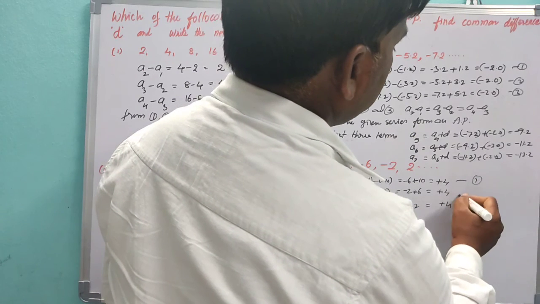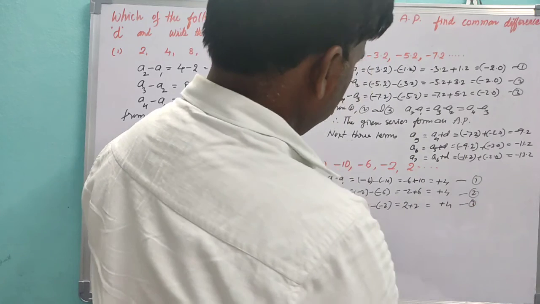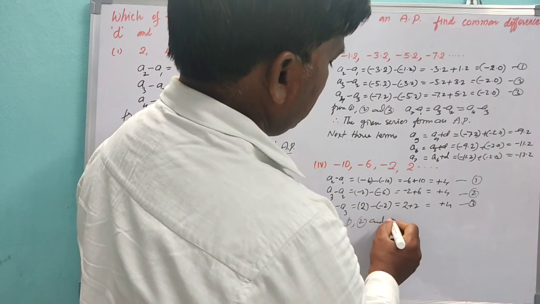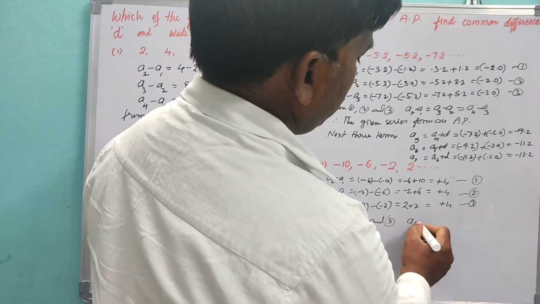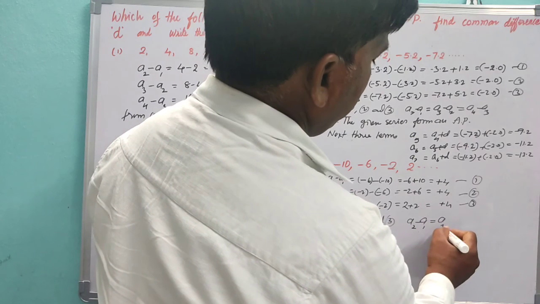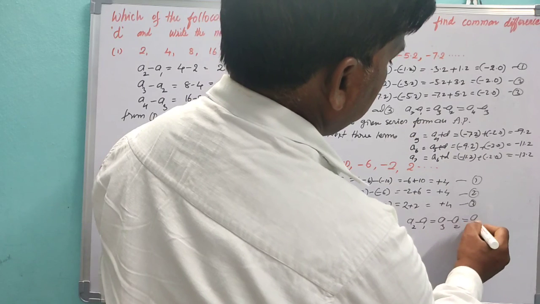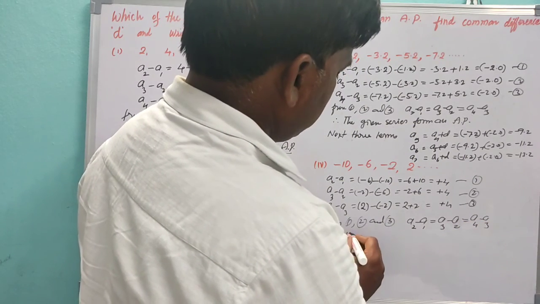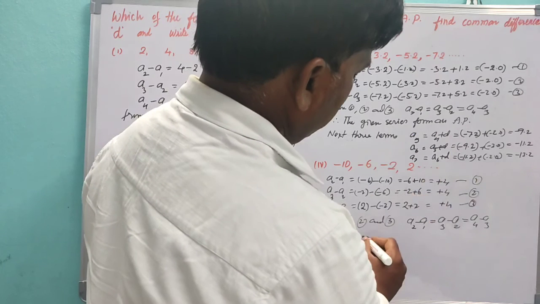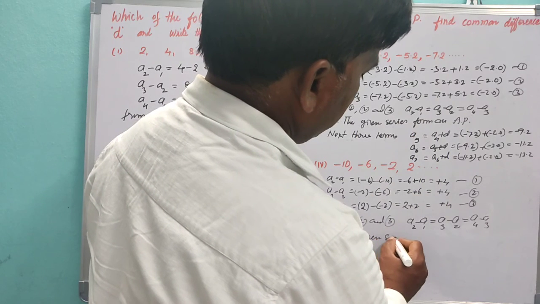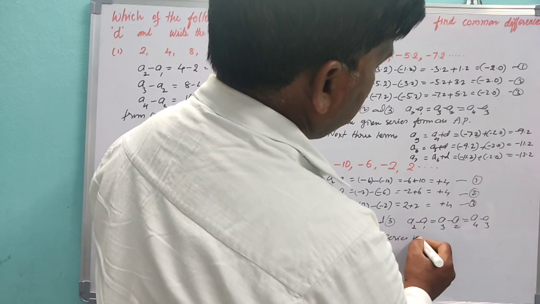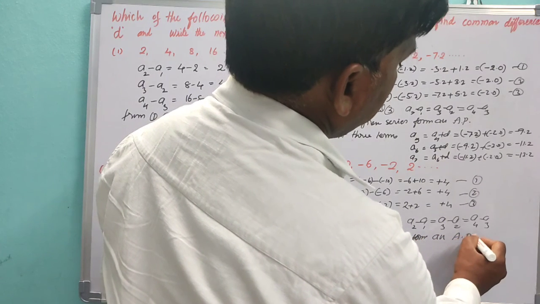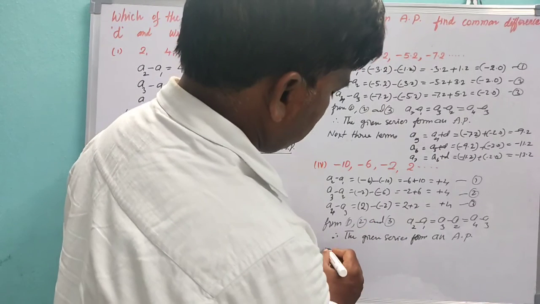So this is the first one, this is the second one, and this is the third one. So from first, second and third, a2 minus a1 is equal to a3 minus a2 is equal to a4 minus a3. So this is happening. Therefore the given series, this number series, forms an arithmetic progression. Now next three terms.